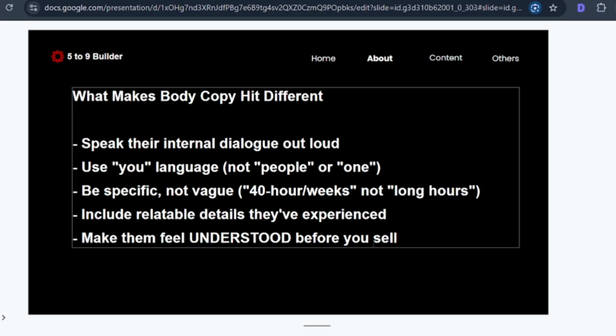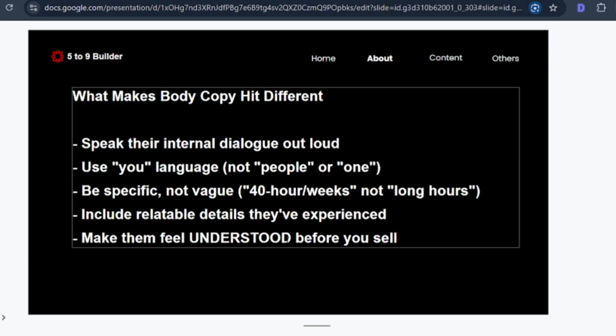Yeah, so be specific, not vague. Try as much as possible to be specific. If it is 40 hours, or if it is 40 weeks, don't say long time or long hours. If you say long hours, it makes the whole thing vague. But be specific. 40 weeks, 2 weeks, 7 days, 90 days. When you are saying 90 days, even though it is 3 months, if you make it 90 days, it makes the person also know it is specific.